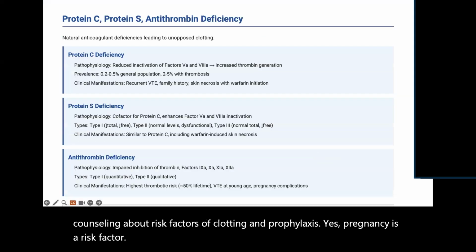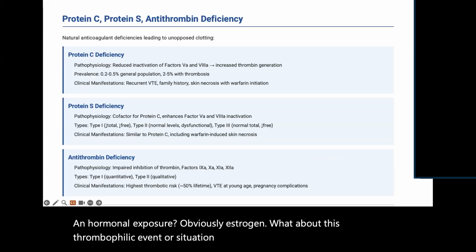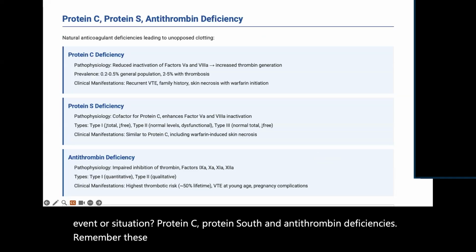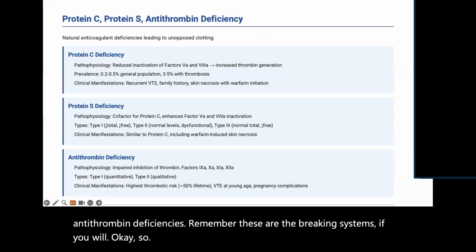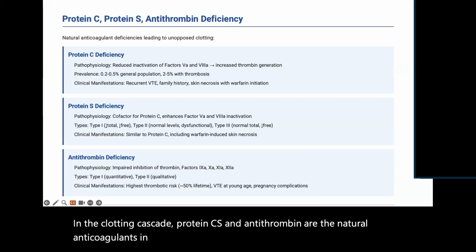And hormonal exposure, obviously, estrogen. What about this thrombophilic event or situation? Protein C, protein S, and antithrombin deficiencies. Remember, these are the braking systems, if you will, okay? So in the clotting cascade, protein C, S, and antithrombin are the natural anticoagulants in the body. They are the brakes on the clot formation.